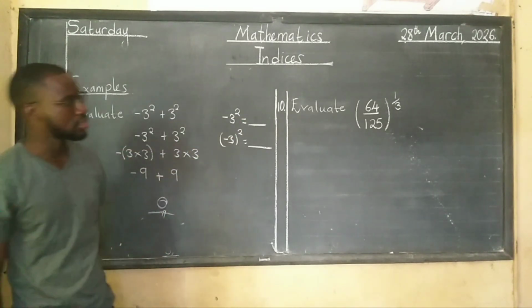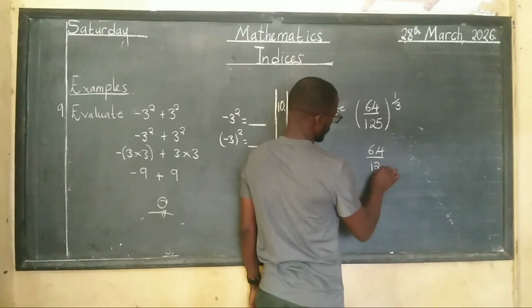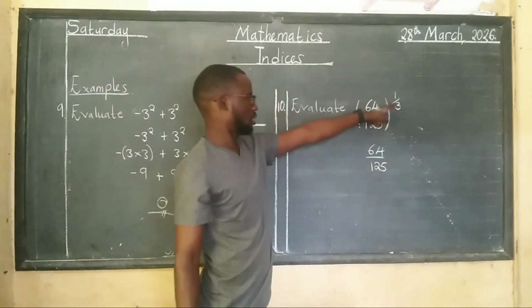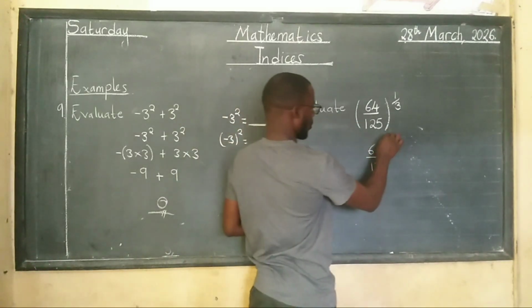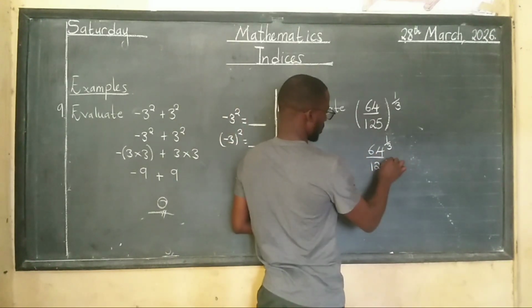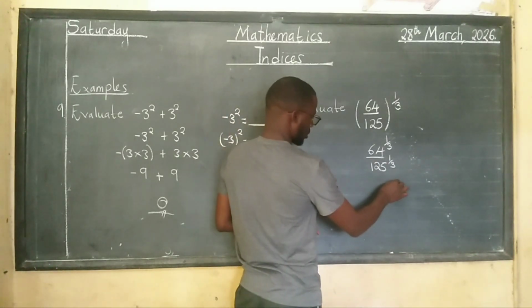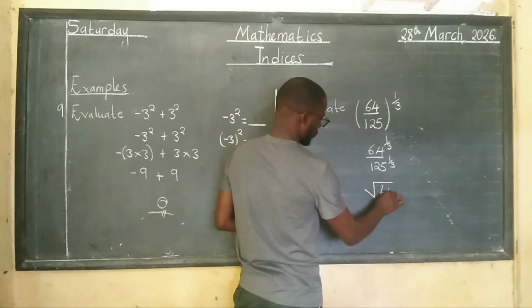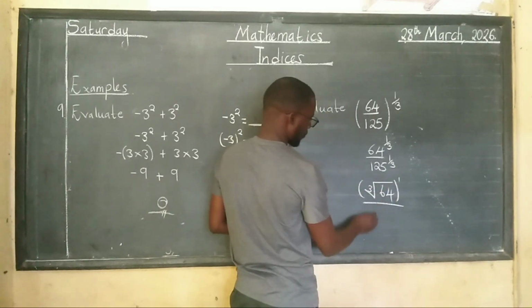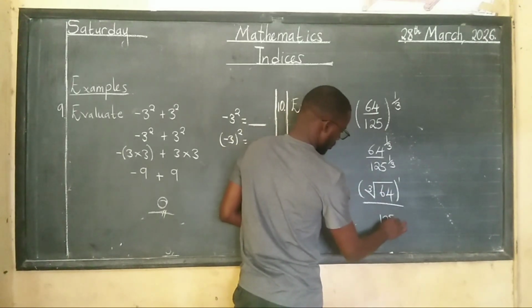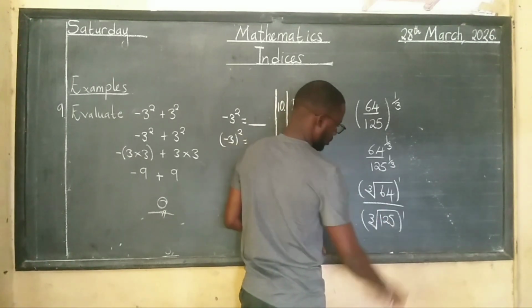Then that one, 64 over 125. So here, the 1 over 3 is applying to both the 64 and the 125. So this part will be 1 over 3, then here, 1 over 3. Then we can express this like this, 64. The 3 comes here, the 1 goes up here. Then again down here, 125. The 3 comes here, the 1 goes up there.